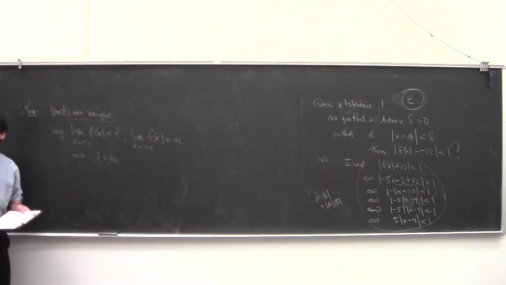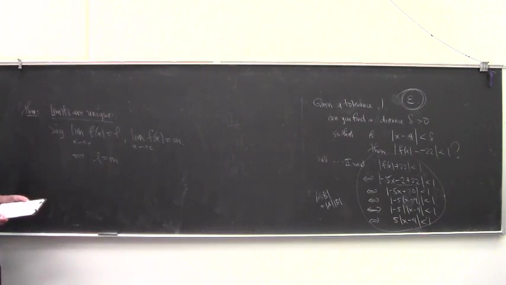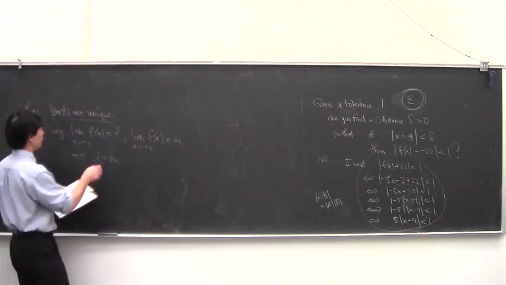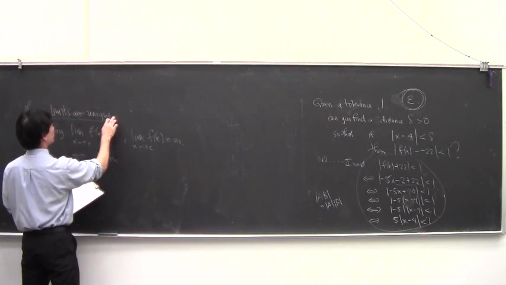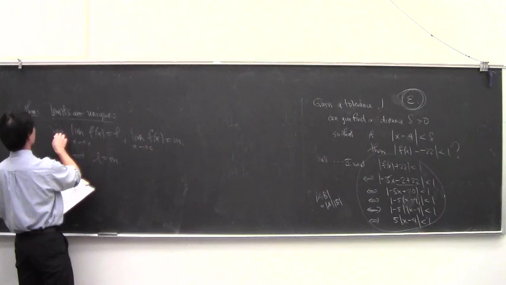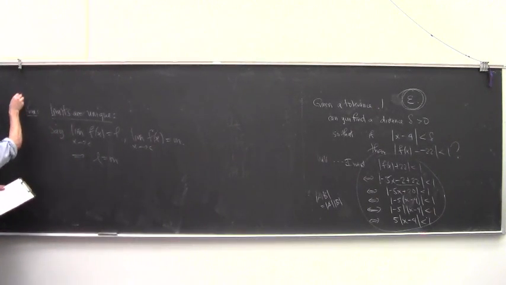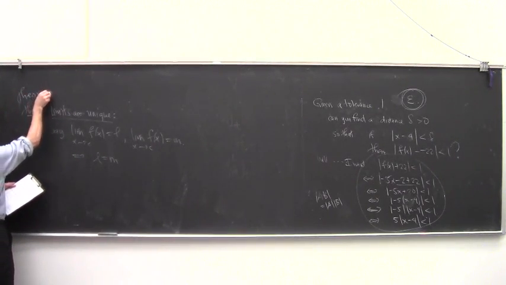What does it say next to that? Limits are unique. Semicolon. Theorem. Yeah. Sorry. Theorem. Okay. Sorry.